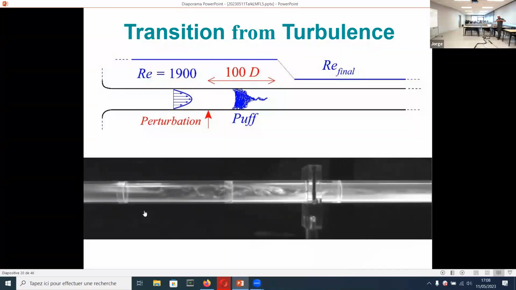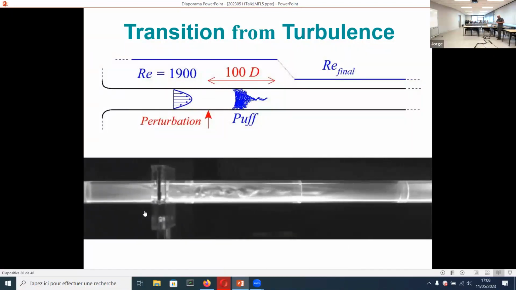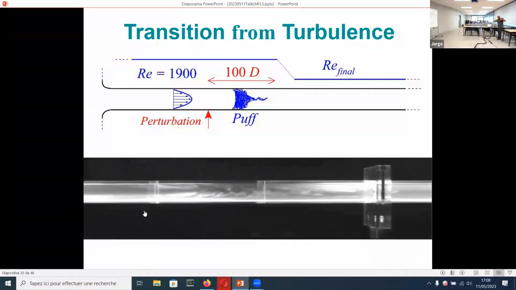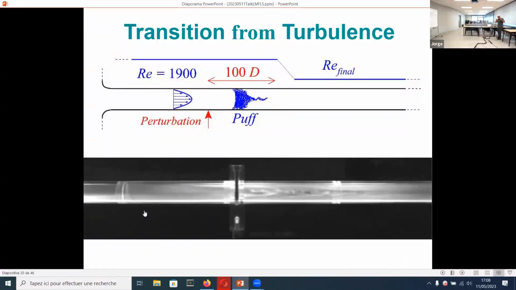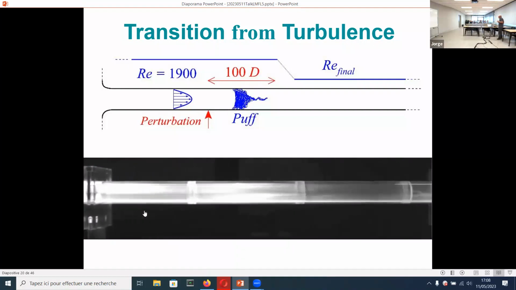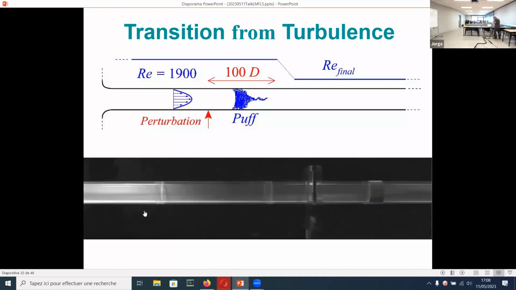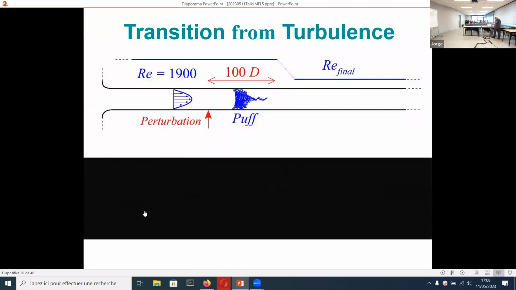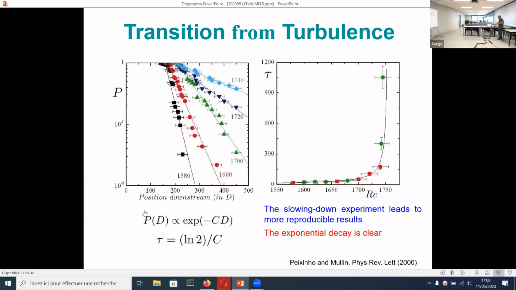So by that way, we can stretch the puff. The puff becomes a little bit narrower, and at some point it loses contact with the wall and decays. By doing this slowing down experiment, we reproduce the probability distribution of a puff decay, and we observe much more robust data that were plotted here. These were only with 20 to 40 experiments. We could reproduce these exponents, and now the exponential decays were much more clear.